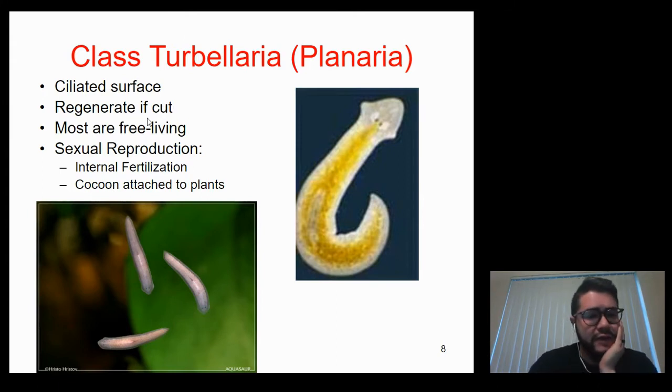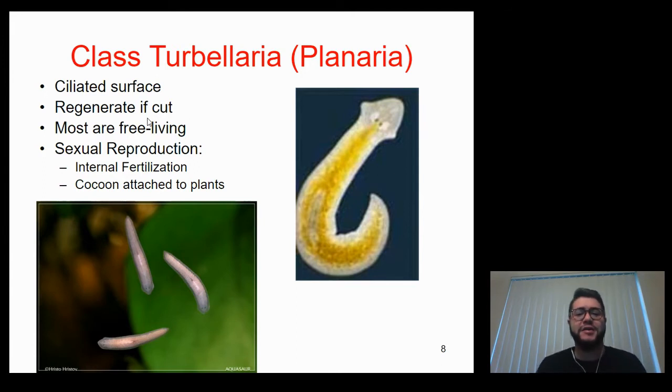Most are free living. They're found in a lot of freshwater situations. Think of streams and lakes, ponds. If you actually go to Shadow Cliffs and you scoop up some of the water and the rocks, you can actually find these little guys living there.